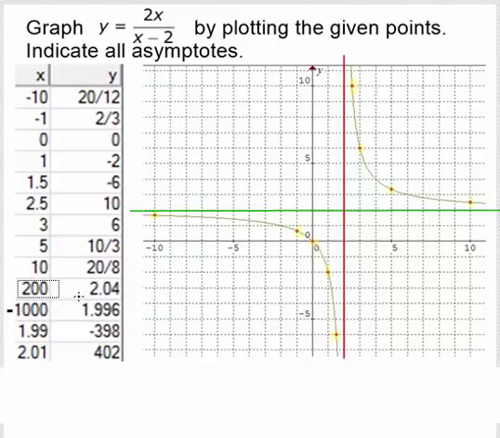When x is 200, the y value simplifies to 2.04. The graph is approaching that green line y equal 2 from the top, getting closer and closer to 2. When I plugged in negative 1000, I get 1.996. The graph is approaching the green line y equal 2 from below, getting closer and closer to 2 in value.